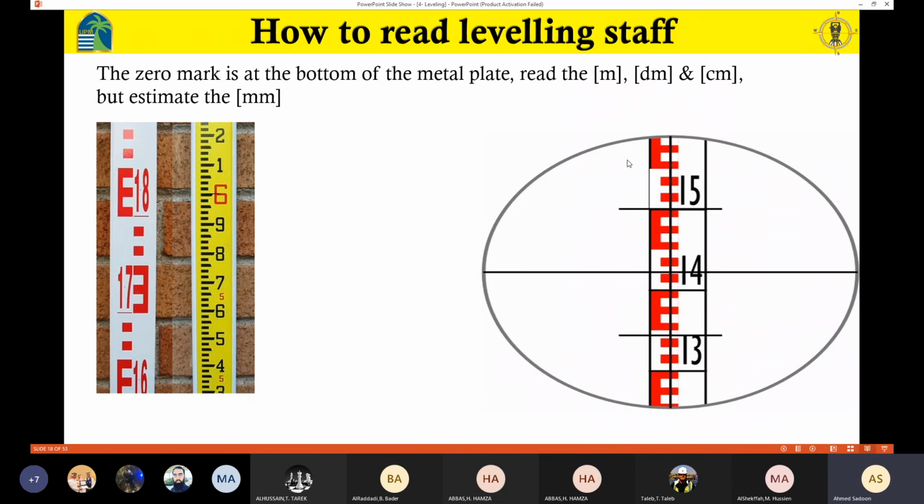Of course, here is a view from the one who is handling the level instrument, who is going to read the staff. So assume the cross line is here. First, at this point, I have 14 decimeter. The distance from here to here represents 1 centimeter, and the distance from here to here represents another 1 centimeter, and so on. So the distance from here to here represents 10 centimeter.